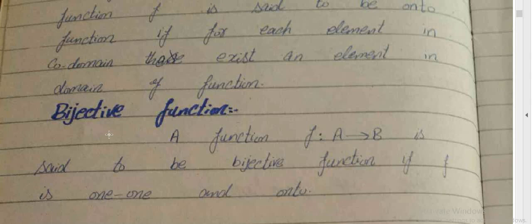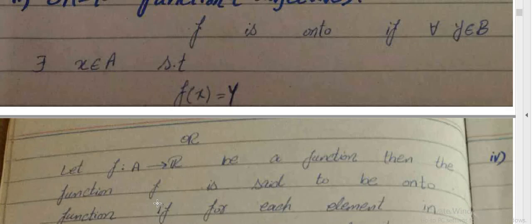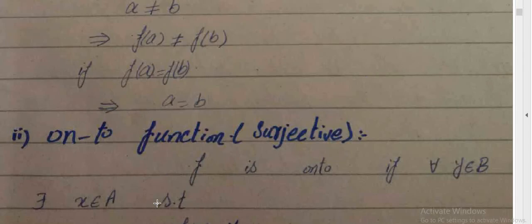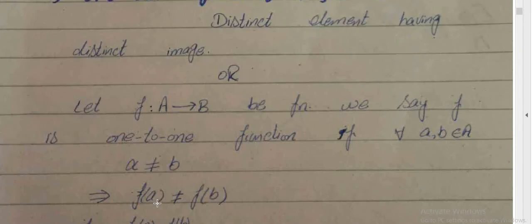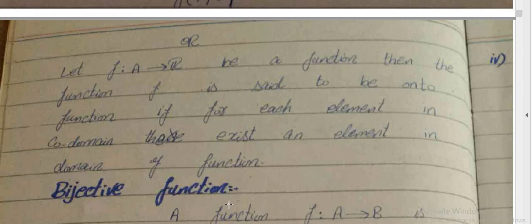Okay, then we have the definition of a bijective function. A function f is said to be bijective if f is one-to-one and onto. Clear? If a function satisfies the properties of both one-to-one and onto functions, or in other words, if a function is injective and surjective at the same time, then this function is called a bijective function.